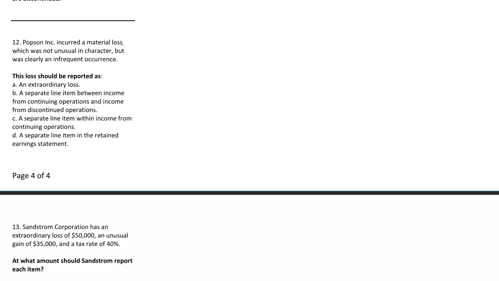Okay, Popson Incorporated incurred a material loss which was not unusual in character, but clearly an infrequent occurrence. The loss should be reported. Okay, we want to see how we are reporting this loss. Remember, if we want an extraordinary item, it has to be unusual and infrequent. So clearly infrequent. So we have infrequent, yes. Not unusual, so no, which means that we cannot record it as an extraordinary loss. So answer A is gone.